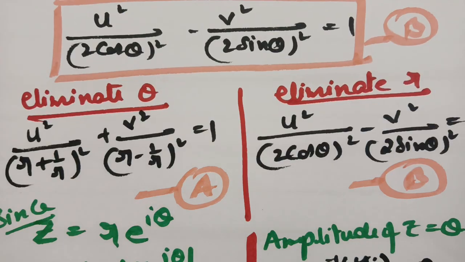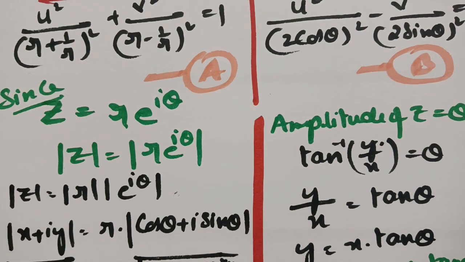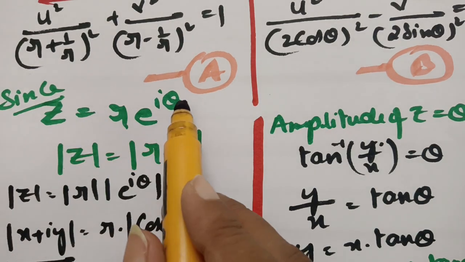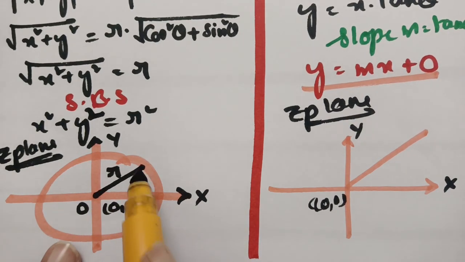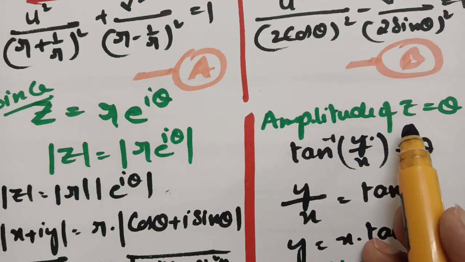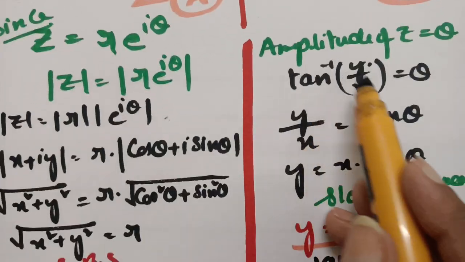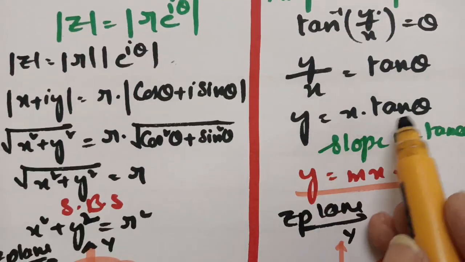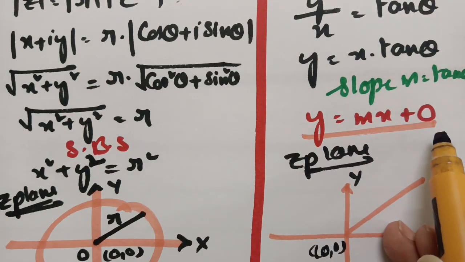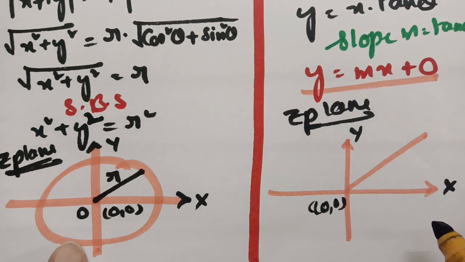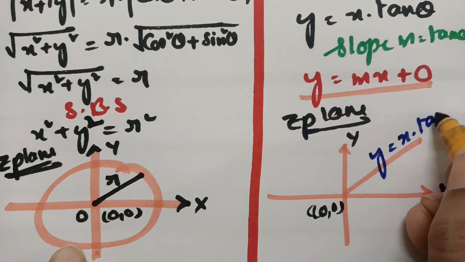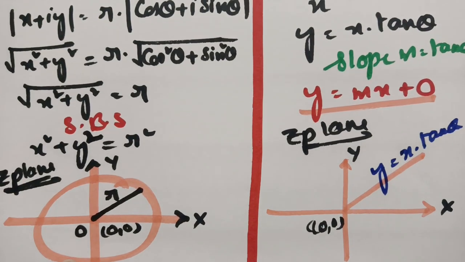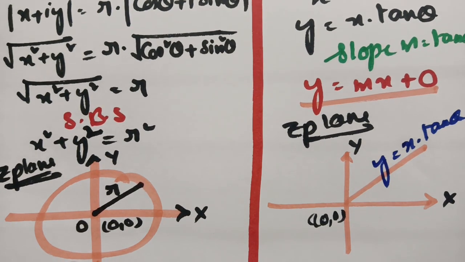Both the equations are very, very important, since we have to compare the z plane as well as the w plane. Coming to the z plane, z is equal to r into e power i theta. Take modulus on both sides, and we got a circle with center 0, 0 and radius r. If I take the amplitude, talking about theta, it is tan inverse of y by x, and this is the straight line y is equal to mx passing through 0, that is y is equal to x into tan theta. So these two are the graphs from the z plane.